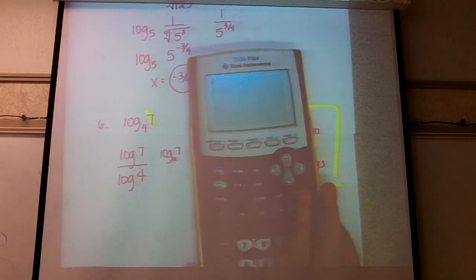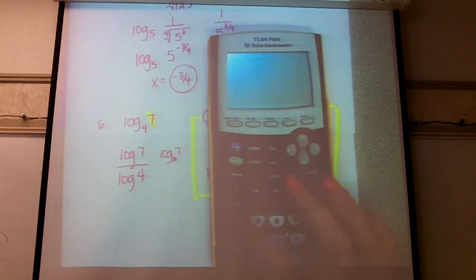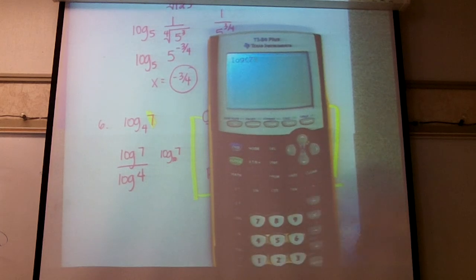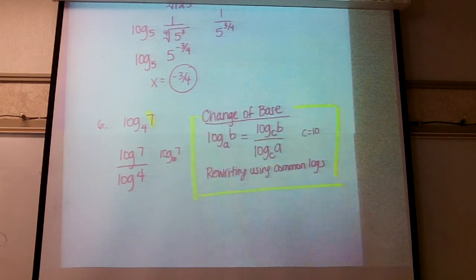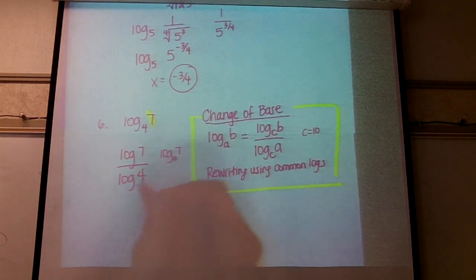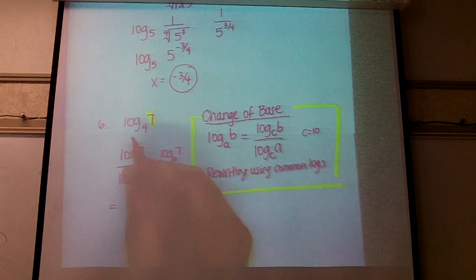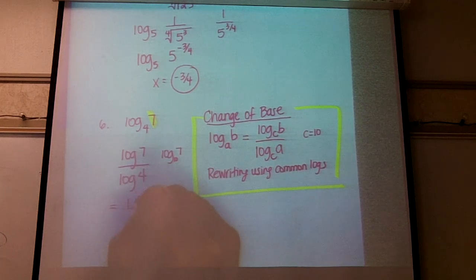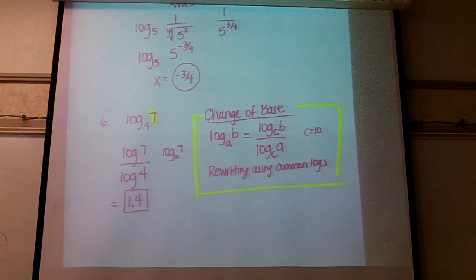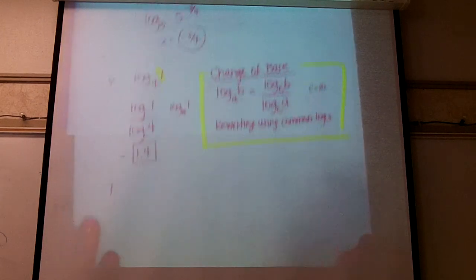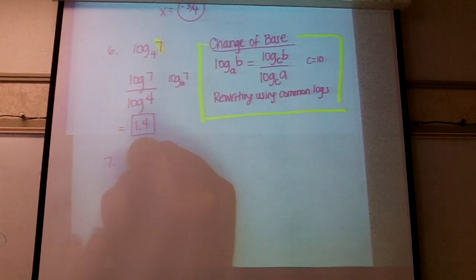You just punch the log button and then the number, and that gives you the answer. So on my calculator, I would just press log 7 and I would get 0.84509, etc. And it doesn't really matter how you round it. I usually like tenths or hundredths. So when you're all done with that on your calculator, you would get 1.4. Okay? So here's another one like that using the change of base.